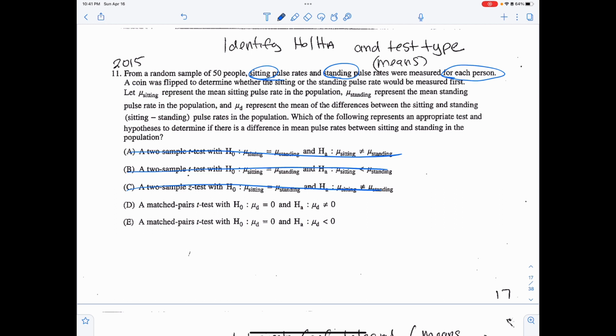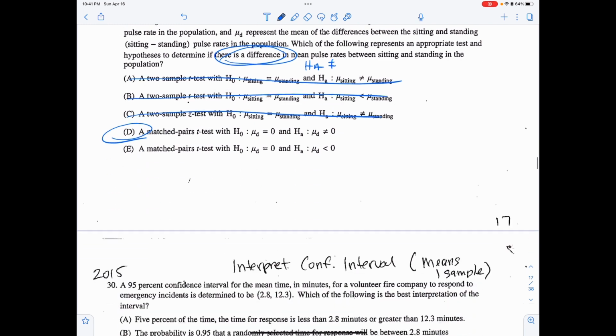And then I continue and I see which of the following is an appropriate test to determine if there is a difference. Whenever I say there's a difference, that means the Ha is not equal to, because I'm not asking if it's greater than or less than, so that's why I'm going to settle with D.